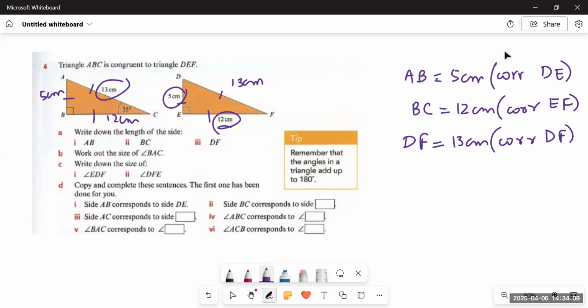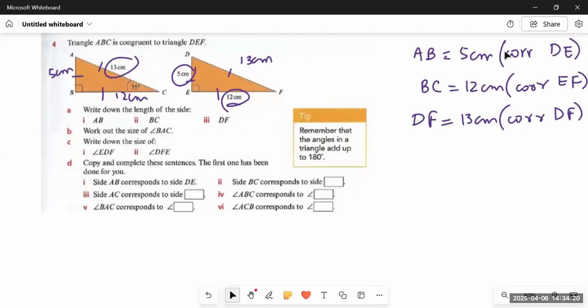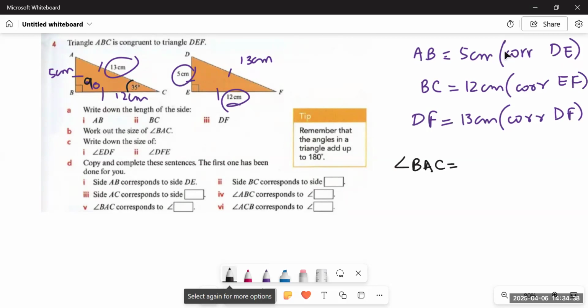Then comes part B, work out the size of BAC. If we talk about BAC, students, we have to recall that if two angles in a triangle are given, we can find the third angle very easily because the sum of interior angles in a triangle equals 180 degrees. So this is 90 degrees, since a box always expresses a 90-degree angle, and this is also given as 35 degrees. So angle BAC equals 180 minus 90, which is 90, then 90 minus 35, which is 55. So angle BAC is equal to 55 degrees.